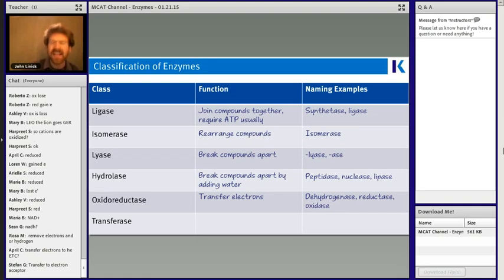But of course, reductase, oxidase, those are easy roots. I do want you to remember dehydrogenase. That's a very common example in metabolism as well.